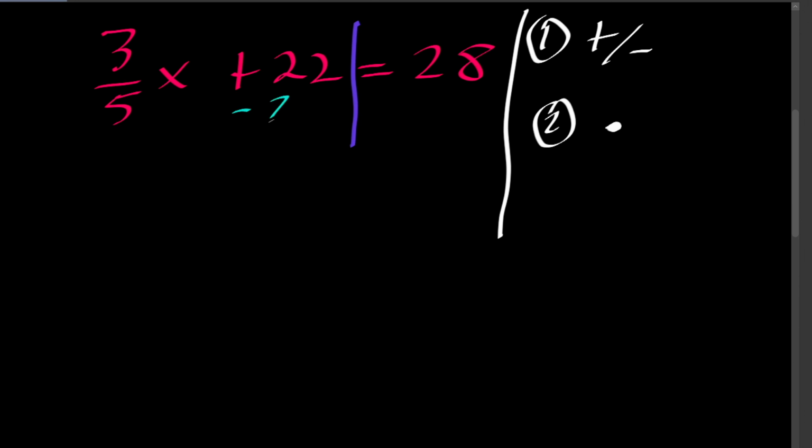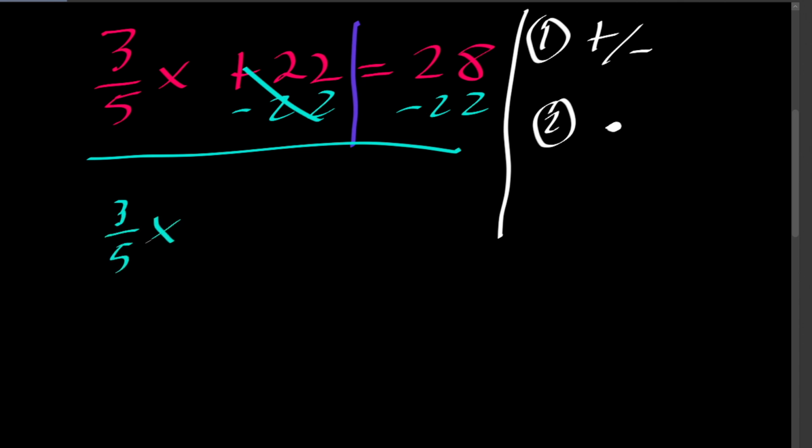So we're going to subtract 22 to both sides. 3 over 5x comes down. It's equal to 28 minus 22, which would be 6. So now we've done our first step.